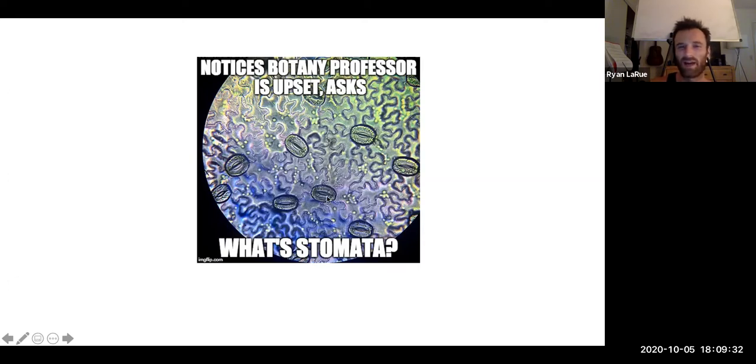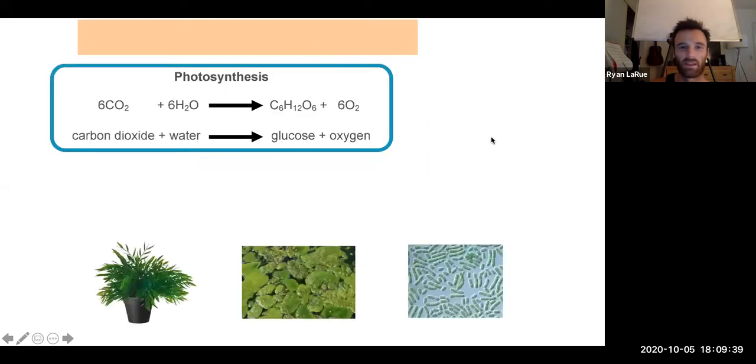See, they look like little mouths. Isn't that kind of creepy? That's underneath every leaf that allows CO2 to enter. Crazy, right? Okay, let's take a look at an overview here.